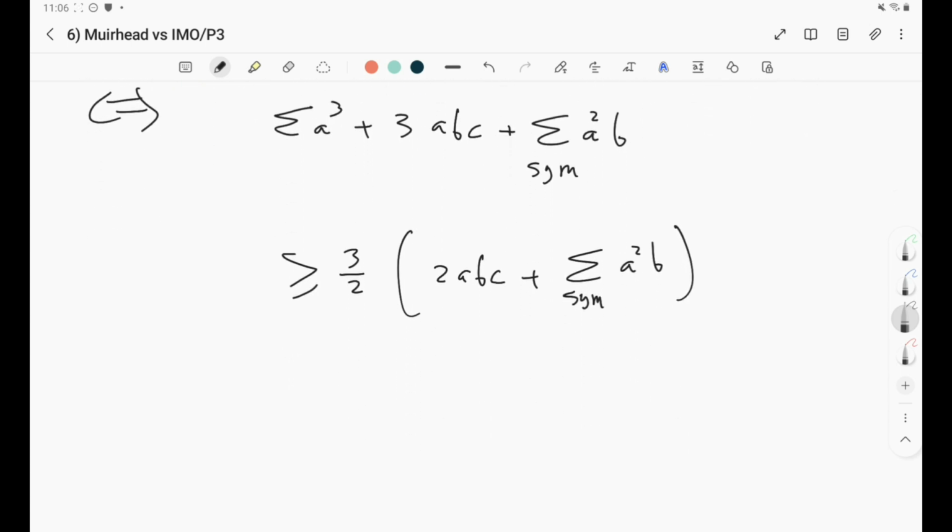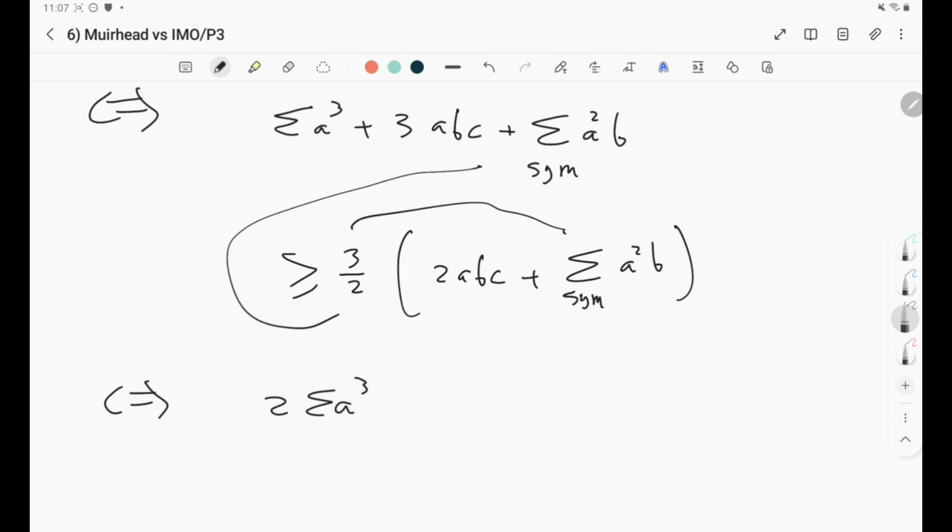Now we can simply begin by canceling stuff. So right now let's get the 2 out there and the 3 out here. So first of all, we're going to get here 2 sigma a cube on the LHS and 3 times 2 here and 2 times 3 here. So they will actually cancel the ABC. So now we just have 3 sigma symmetric a square b and here 2 sigma symmetric a square b. So that just means we're getting the following.